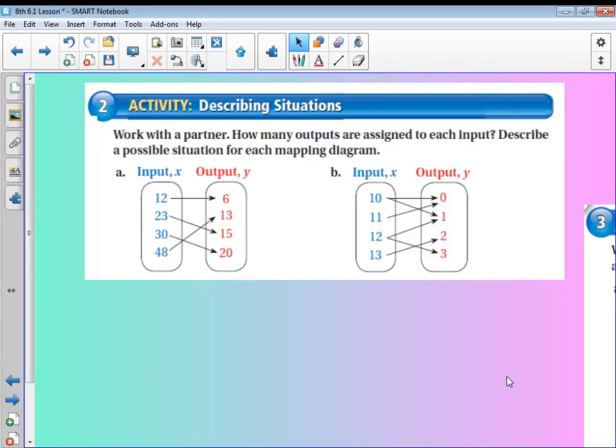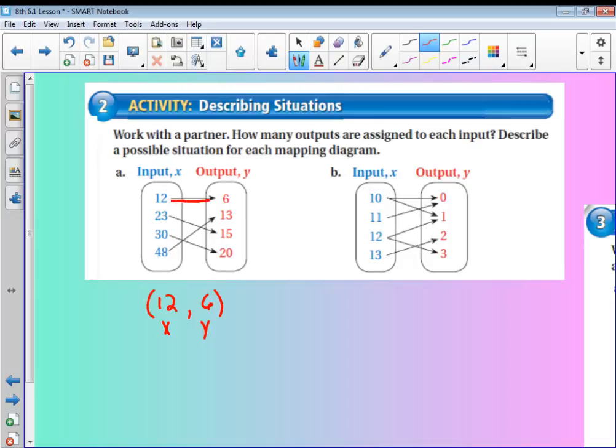So when you have arrows, it's just telling us in this situation that when we put an input of 12 in, our output is going to give us 6. So this is our X's and our Y's. It's kind of like a set of coordinates. Notice how these are connected. So the next one that we have would be, well, when we have 23 as an input, our output we get 15. So 23, comma 15. So that one only had one output.